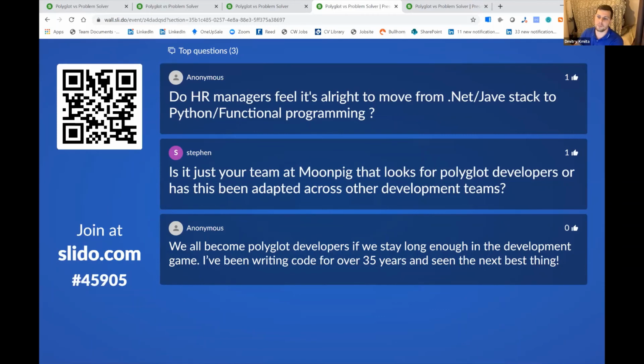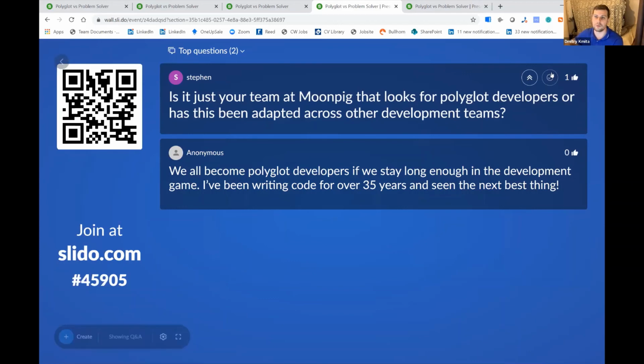So, for example, even at Moonpig, even though our core language base is .NET, we write most of our lambdas in Node, because we get a lot of benefit of doing that instead of writing it in .NET Core. But don't get me wrong, we still have some lambdas in .NET Core, and we may consider in future to write all the lambdas in Node.js.